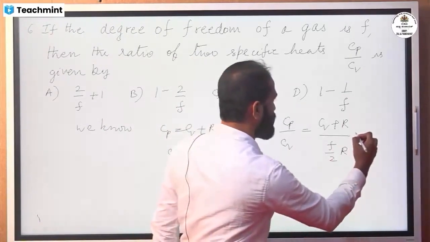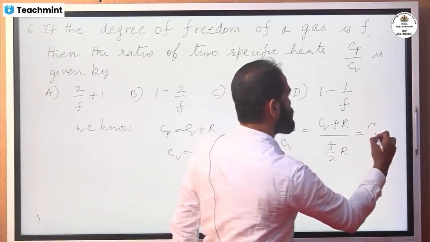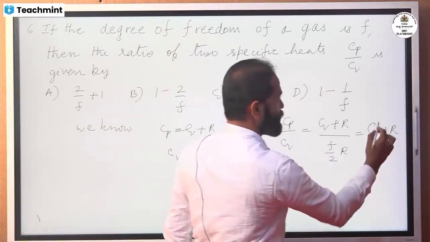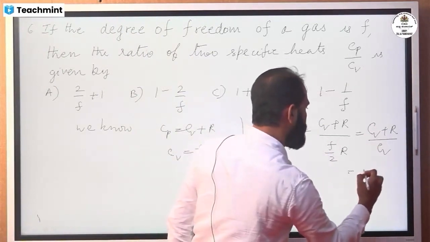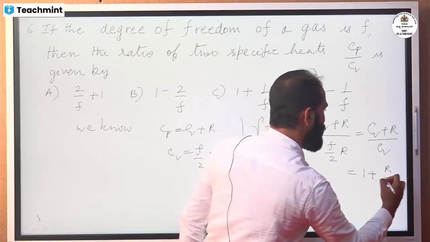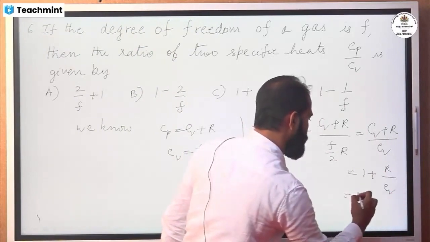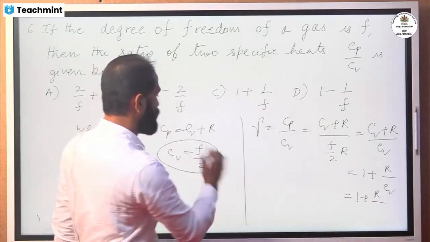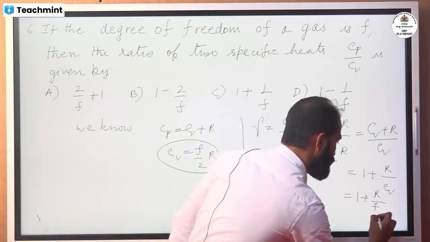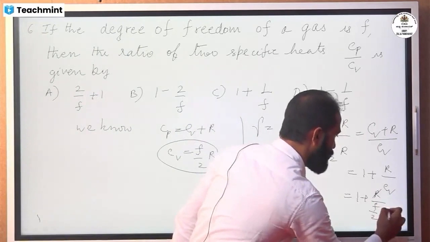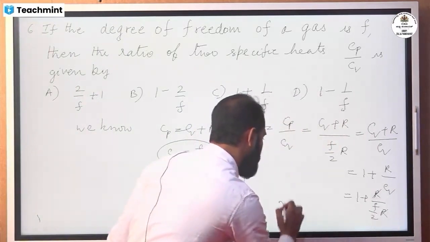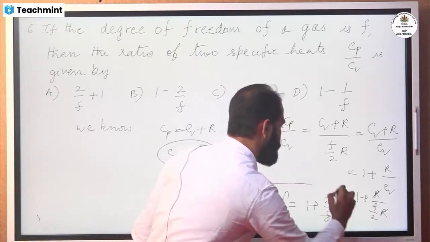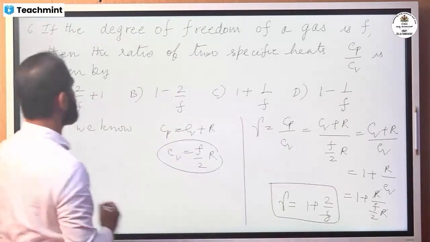So let me write one more step before this. So this is Cv plus R divided by Cv. So Cv by Cv is going to become 1 plus R by Cv. So this is going to become 1 plus R by Cv, which is already nothing but F by 2R. So R and R are going to cancel. So finally we get gamma is equal to 1 plus 2 by F. So that is option A.